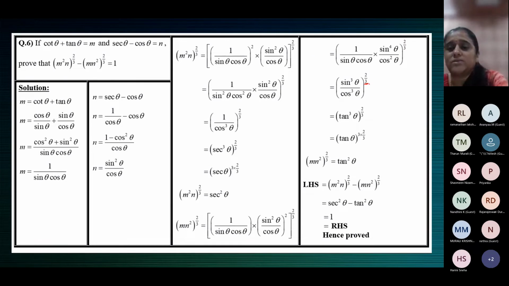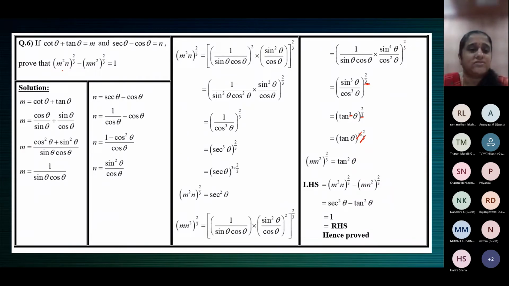The whole power 2 by 3. Now sine cubed theta by cos cubed theta is tan cubed theta. The whole power 2 by 3. So there's power 3 here, power 2 by 3 here. So 3 into 2 by 3. 3 cancels. Tan theta the whole square, which is tan square theta.